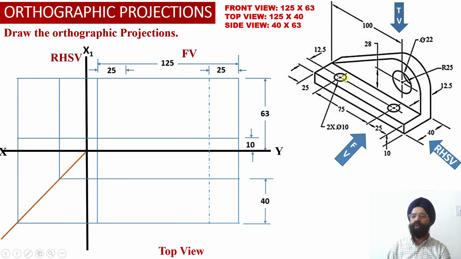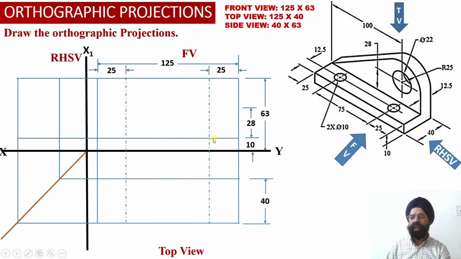there is another circular hole which is available into this horizontal web over here. So we have marked this distance of 25 millimeter from the left hand side face of the solid and marked a center line at a distance of 25 millimeter from the left hand side face, and both of these center lines we have extended them appropriately into the top view projections as well. Now we know that this hole which is available into the vertical web is available at a distance of 28 millimeter from the top surface of the horizontal web.